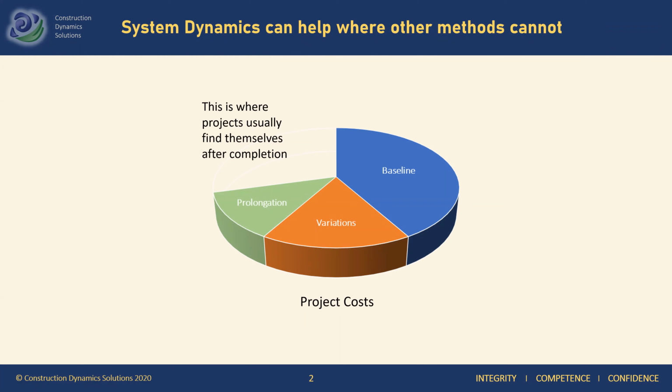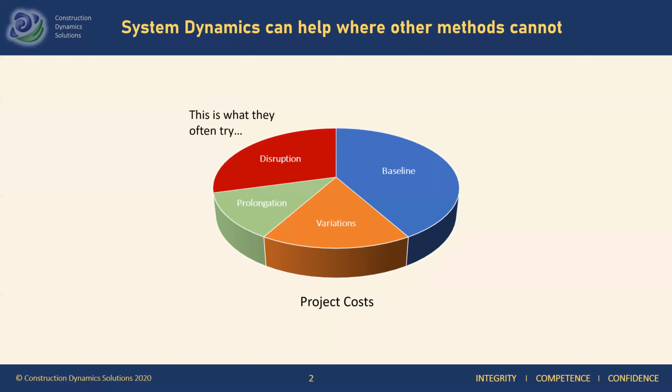This is the situation that you may find yourselves typically in at the end of a project. You will have been able to recover your baseline costs, and if you're lucky, the cost of variations and even of prolongation. But this will still leave a large chunk of your money on the table. Now, very often the temptation will be to claim that all of the overrun was disruption, but maybe you will be more sophisticated and use methods like the measured mile.